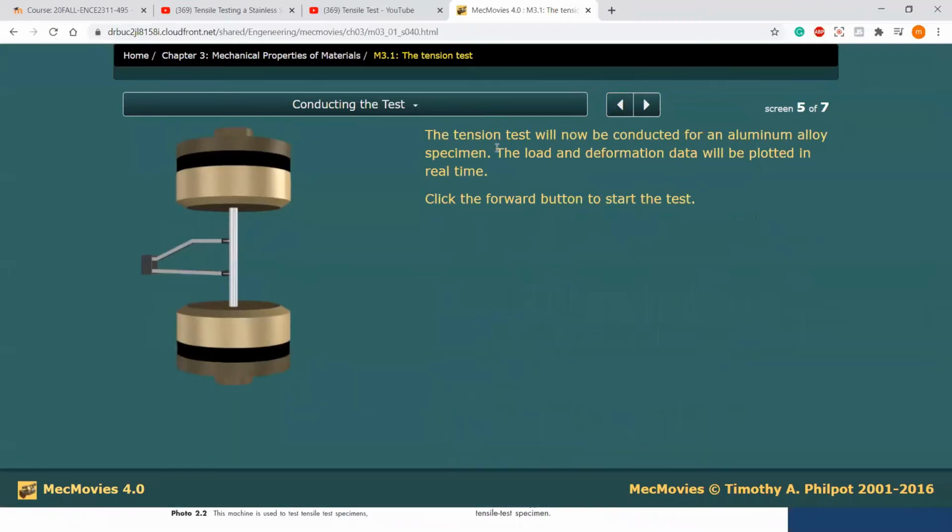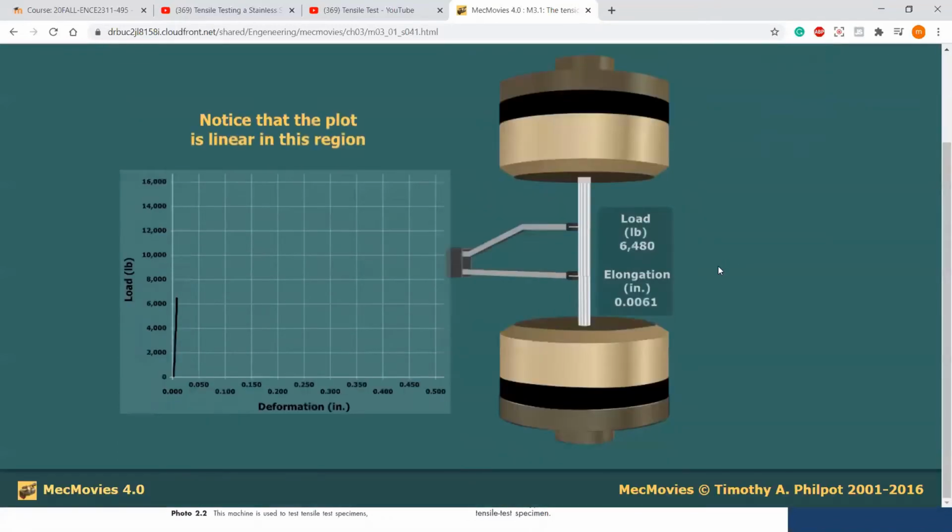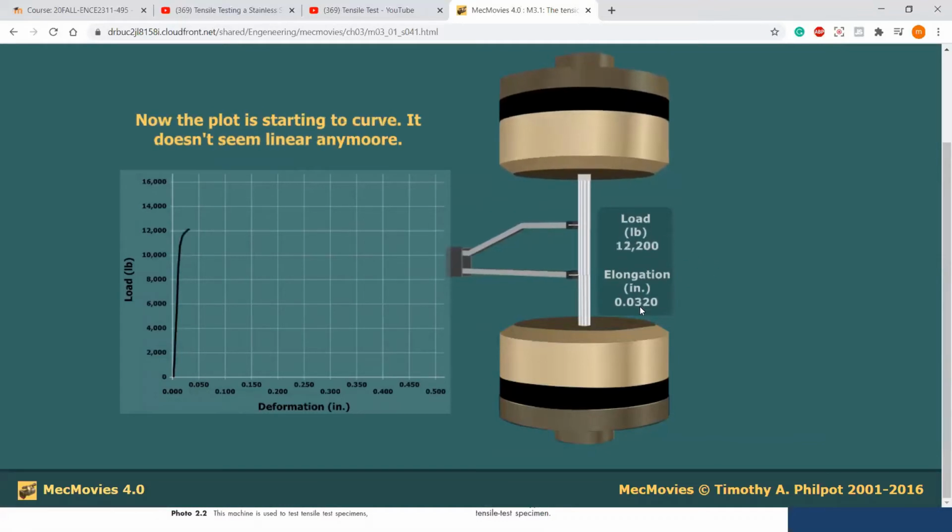So in this stage, we are conducting the test, and the tension test will now be conducted for an aluminum alloy specimen. In this case, the simulation only allows us to look at the data from the aluminum alloy specimen. So click and start it. Okay, if you look at the simulation, it's already started. We are increasing the loads and elongation is increasing.